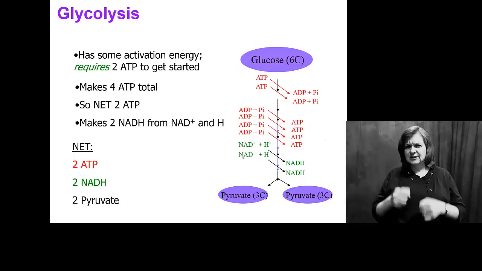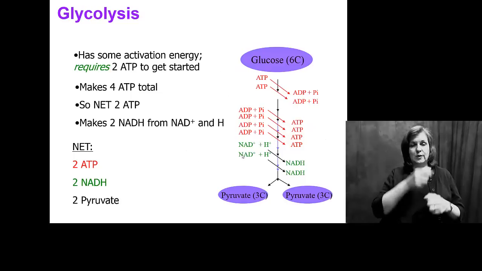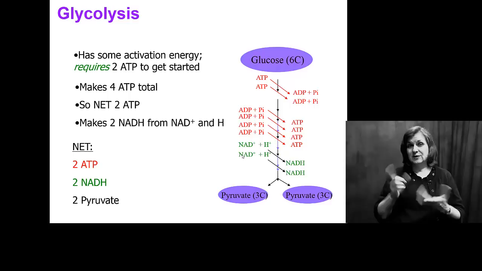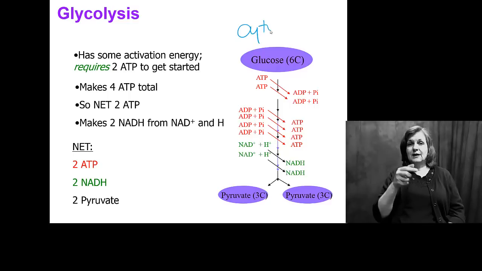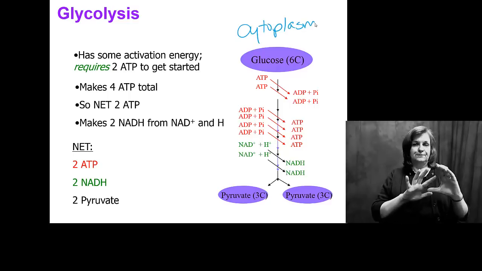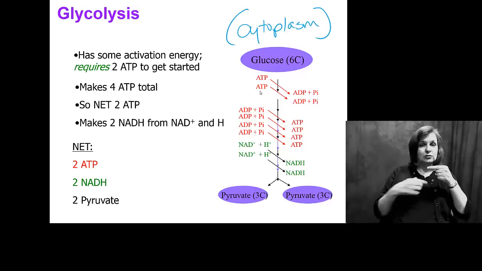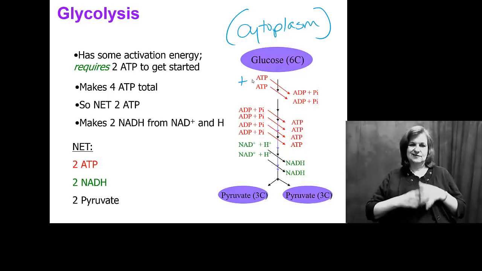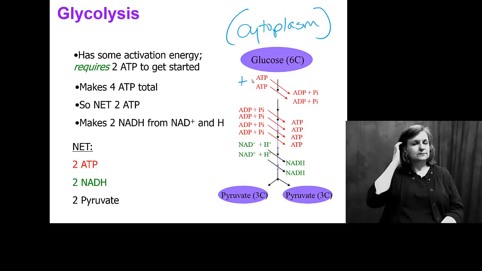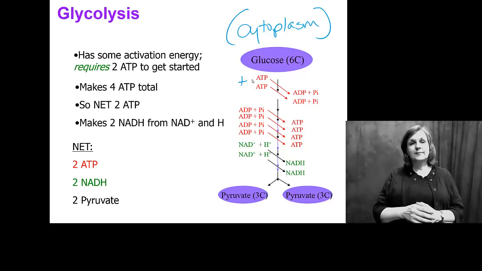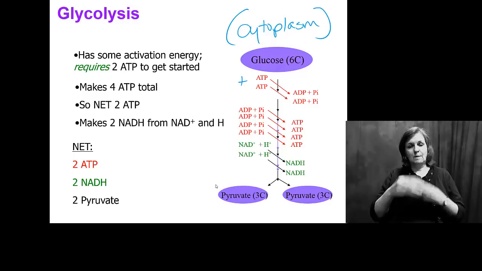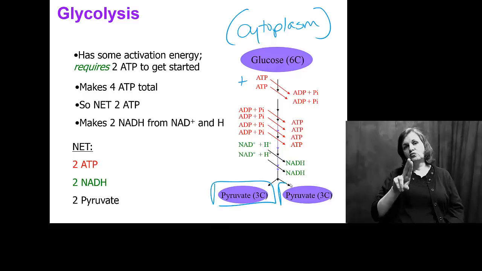Glycolysis, here's the gist. We put in a glucose. We are actually going to have to put in energy. This is all going to occur in the cytoplasm. So we put in a glucose, we add some energy, 2 ATPs, to kickstart this whole process. We're then going to form in this process 2 molecules known as pyruvate.